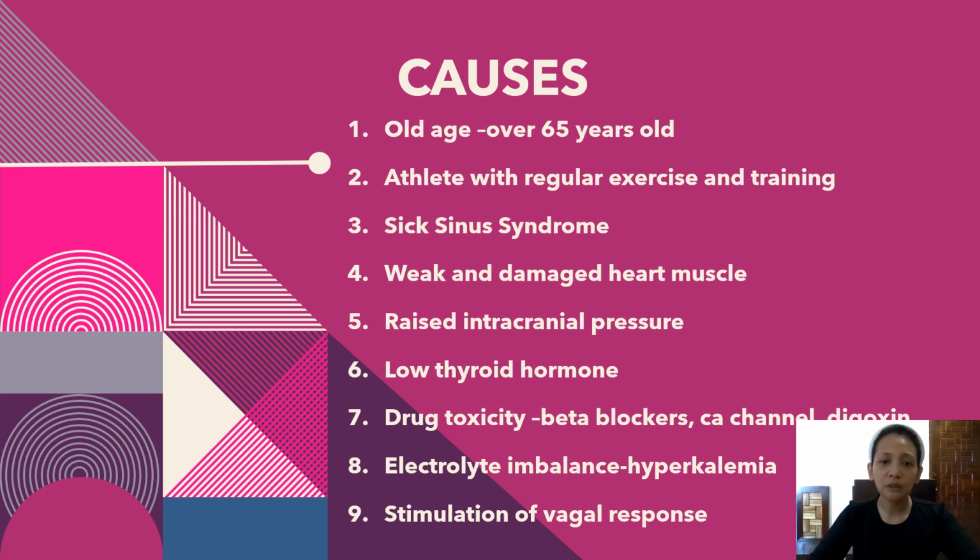The next one will be a low thyroid hormone, which is expected for hypothyroidism, and will give you a lesser heart rate. When a patient has beta blocker, calcium channel blocker, or digoxin intake, which halt or stop the contractility and chronotropic effect, then the heart rate will be lessened. In this case, we have to stop the drugs that cause the toxicity.